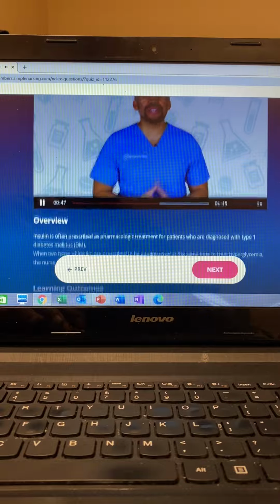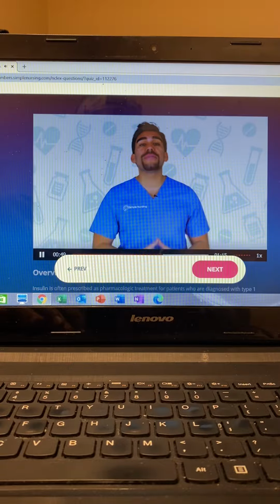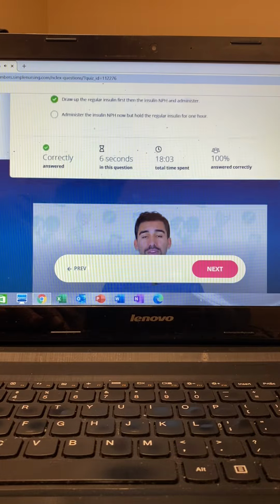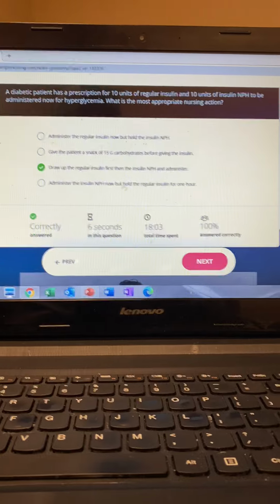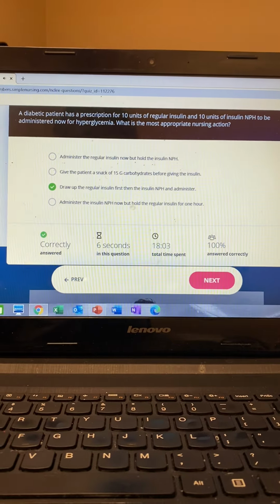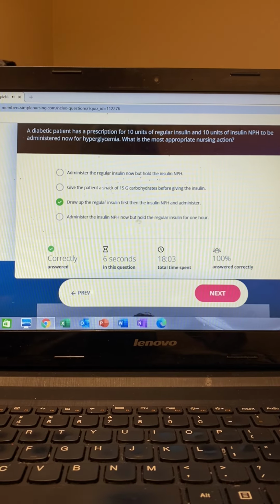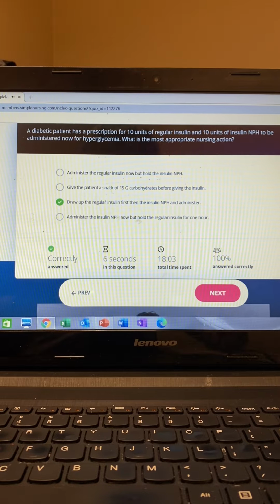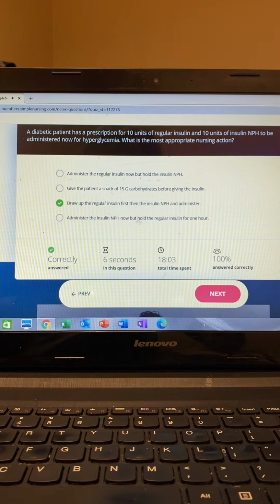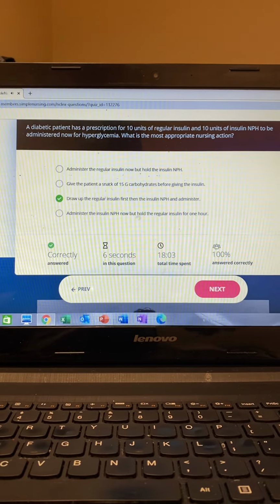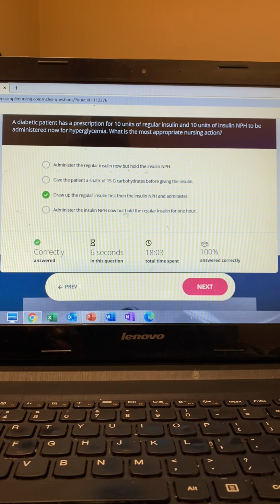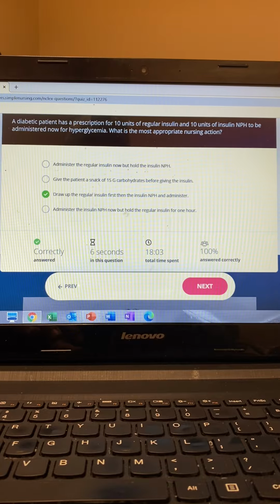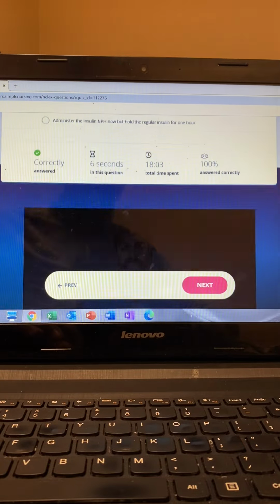Option 3 is correct here. Regular before NPH when you're drawing it up. So memory trick again, clear days before cloudy days. We want regular insulin before that cloudy NPH. And option number 4, administer only NPH insulin. Guys, incorrect. You need to administer both of them. Okay, that wraps it up. For more details and test tips, please see the rationale below.